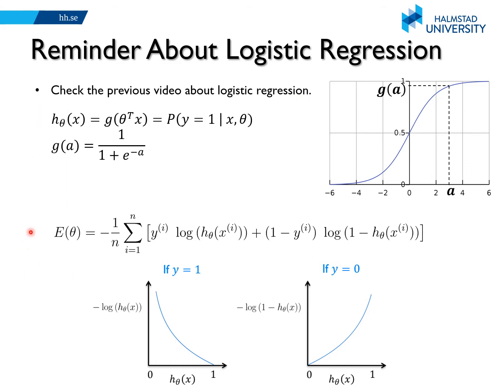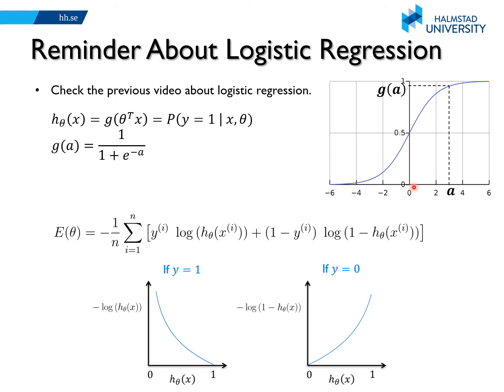Here is a quick reminder about what we saw in the logistic regression lecture. The hypothesis function parameterized by the parameters vector theta is defined as h of x equals g of theta transpose x, and g is our logistic function or sigmoid function. It's defined as 1 over 1 plus exponential minus this argument a, which is basically theta transpose x. And this function looks like this.